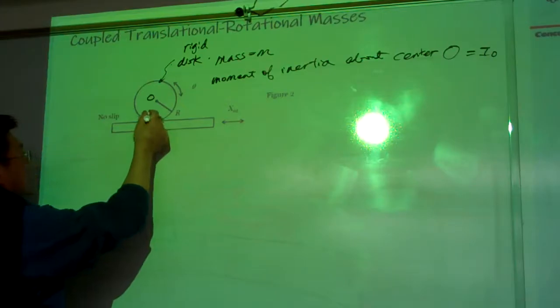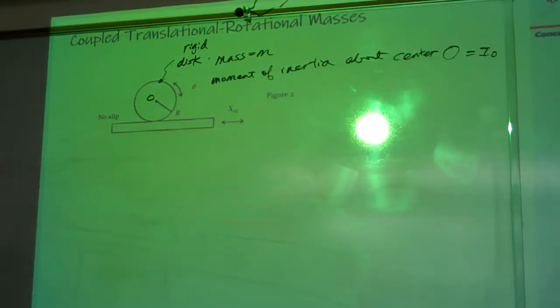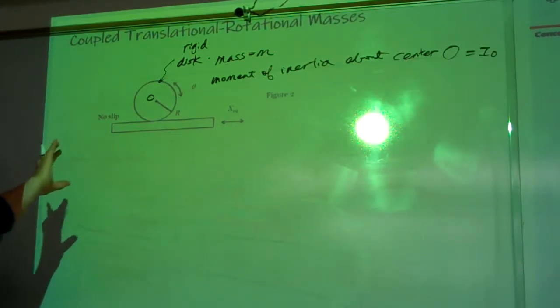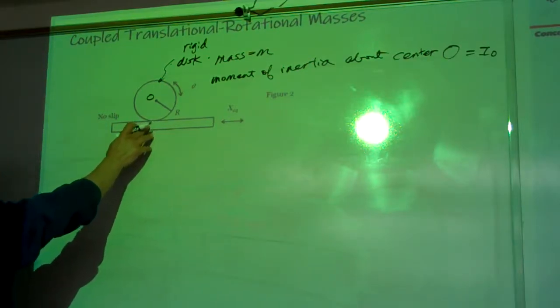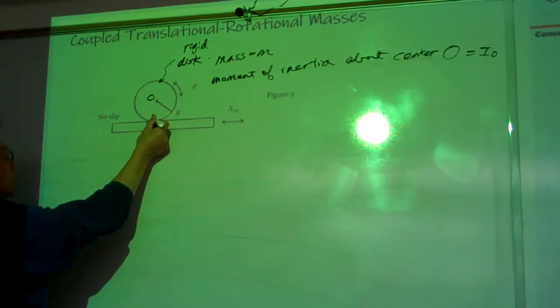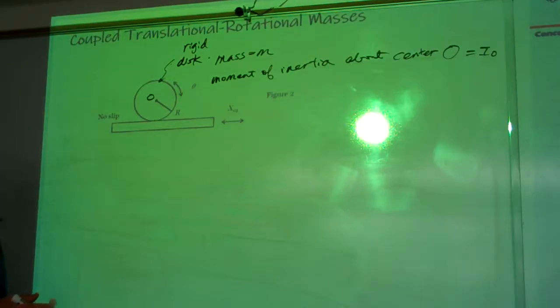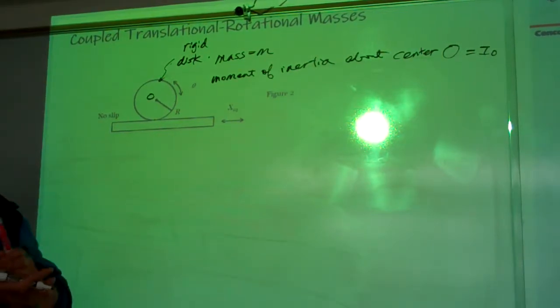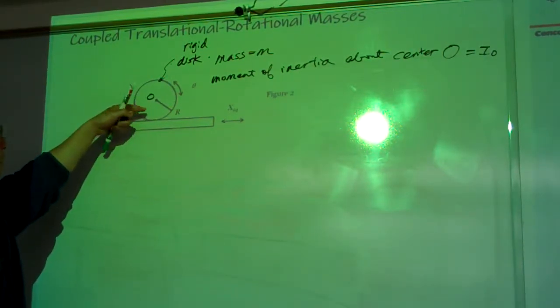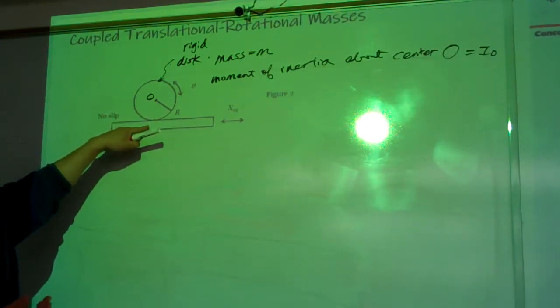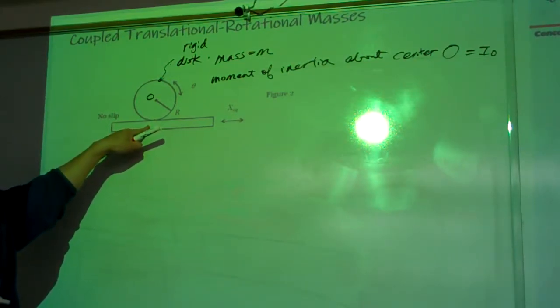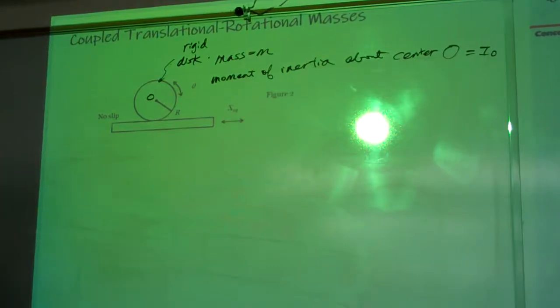And basically this disk is rolling on a surface. Here we're assuming there's no slip, so there's no relative motion between the disk and the ground. Okay, otherwise we will have additional considerations.